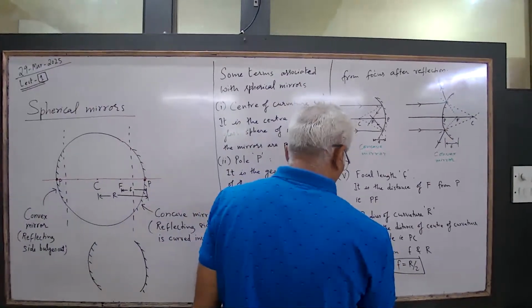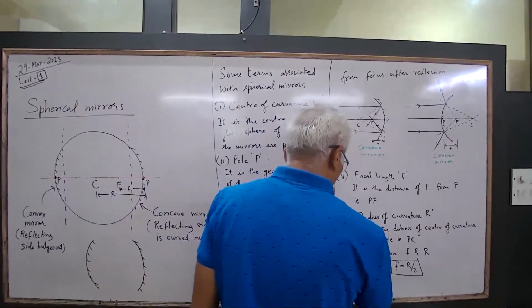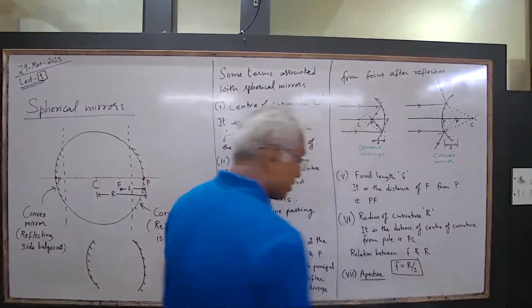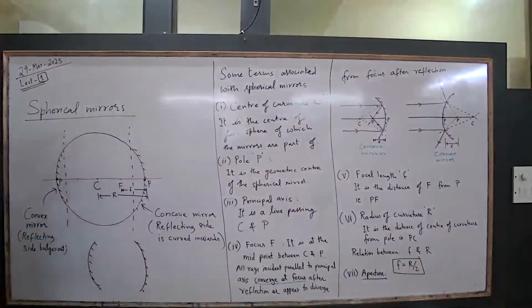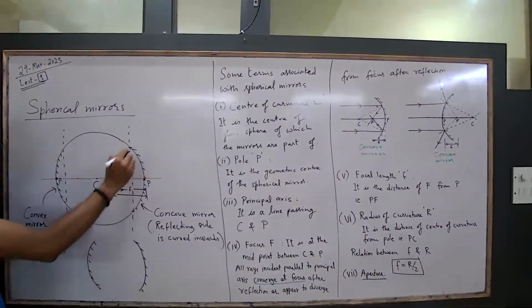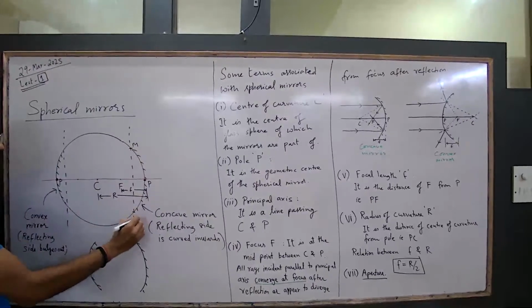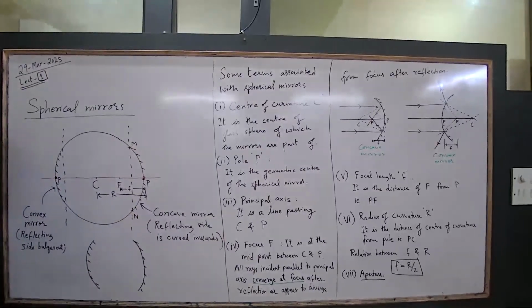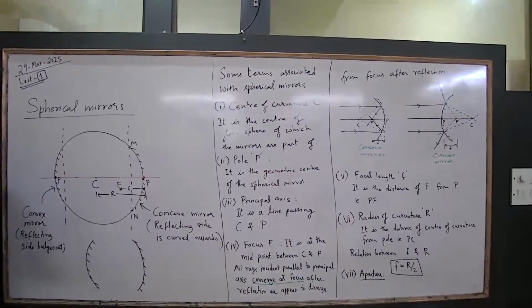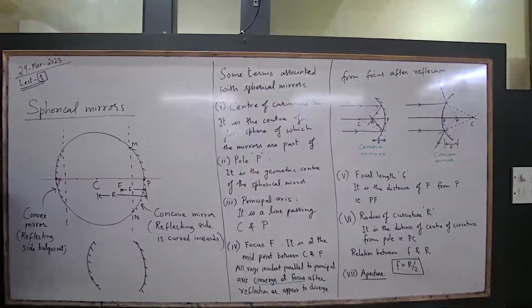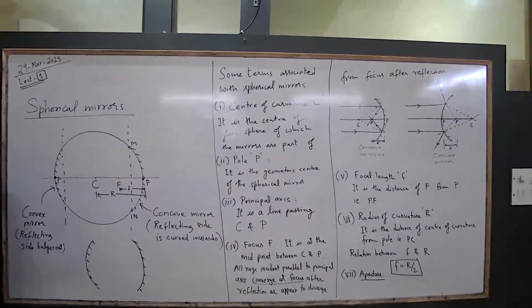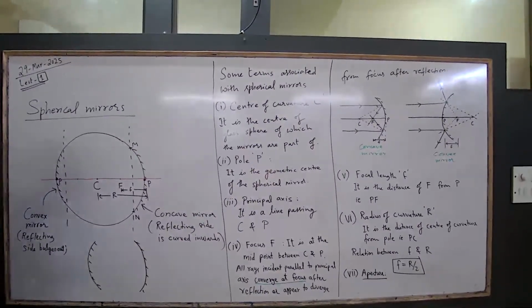Then we have aperture. What is aperture? This distance. Can you see this straight line, MN? When you have a spoon, or let's say you have a bowl, you'll have the brim, the circular edge. So aperture is the diameter of the circular edge. You got it? So that is aperture.